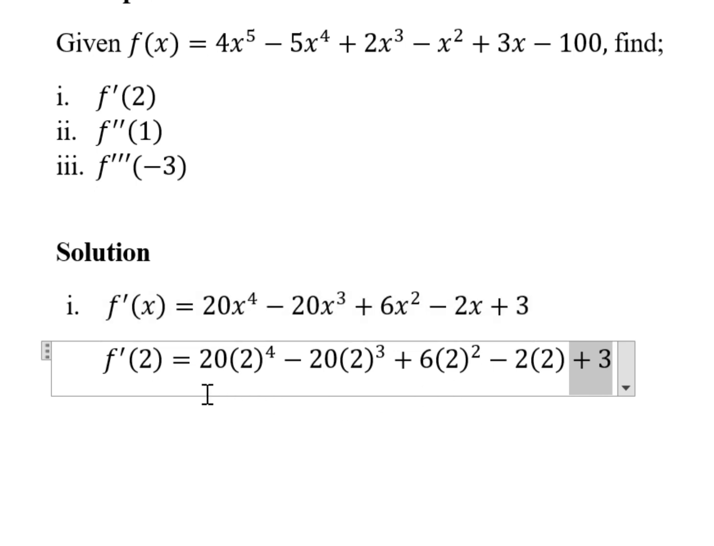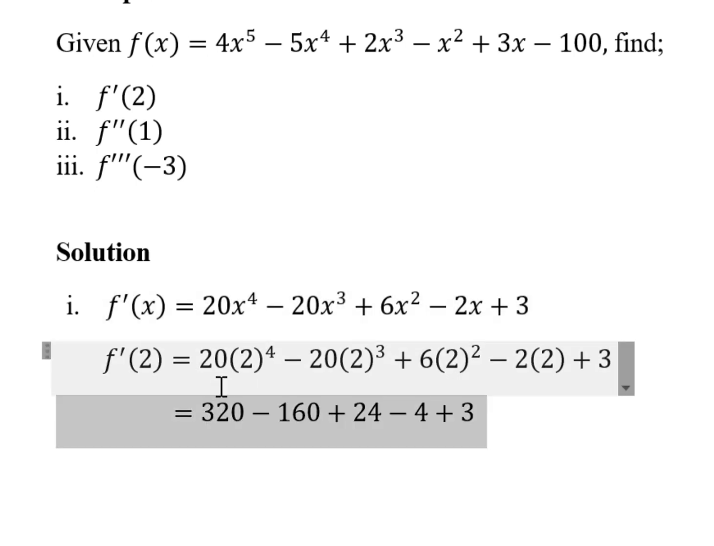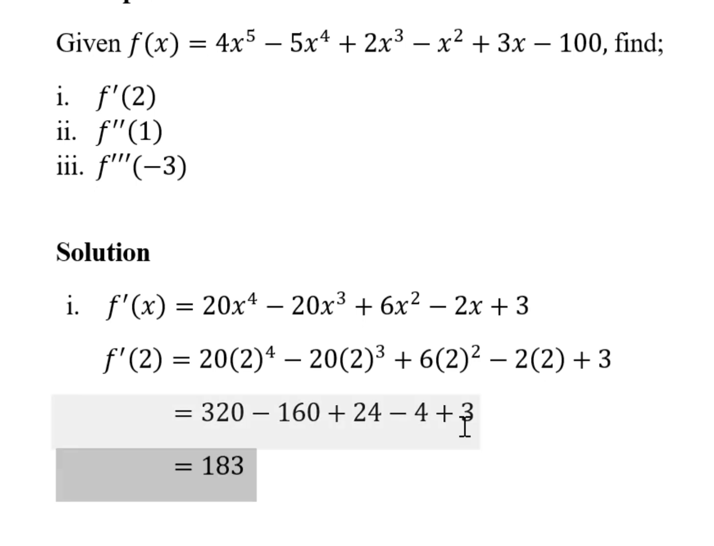So when we have written it like that, the next thing is to simplify that. That gives us 320 minus 160 plus 24 minus 4 plus 3, and that gives us 183.